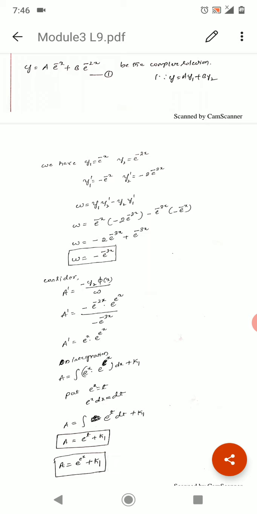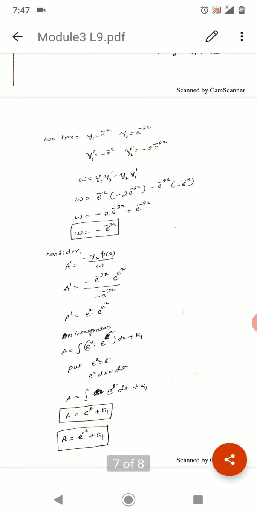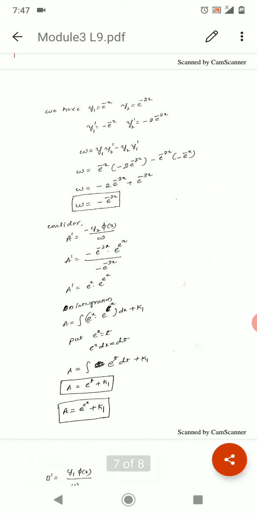We have y1 is equal to e power minus x and y2 is equal to e power minus 2x. So differentiation of e power minus x is minus e power minus x, and differentiation of e power minus 2x is minus 2 into e power minus 2x. Therefore w is equal to y1 y2 dash minus y2 y1 dash. Substituting the values, we obtain w is equal to minus e power minus 3x.